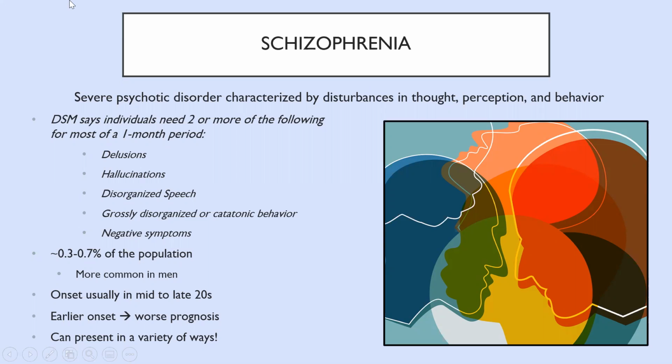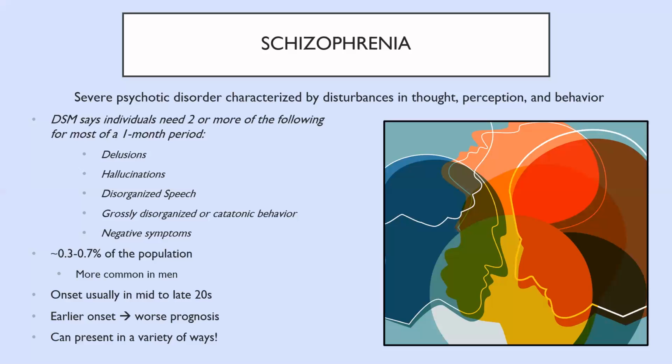So it's not a very common disorder. About 0.3 to 0.7% of the population will develop schizophrenia, and it's a little bit more common in men than in women. The onset is usually in your mid to late 20s. So you guys might be entering that age in your life where you're at slightly higher risk of schizophrenia just due to the average age of onset. So you may end up in your life knowing someone that develops this illness.